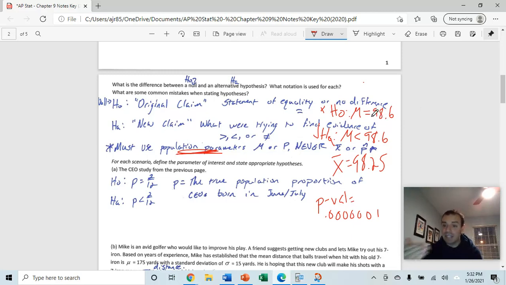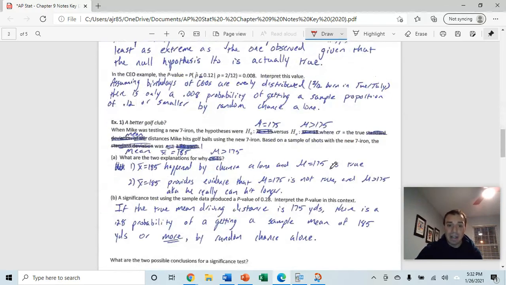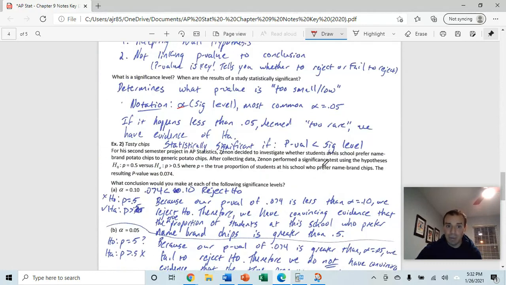So in describing a type 1 and a type 2 error, you always want to say to yourself, what did I do? What's true in reality? Type 1, I rejected the null. I said I had evidence that the actual mean was less than 98.6, but in reality, it's not.